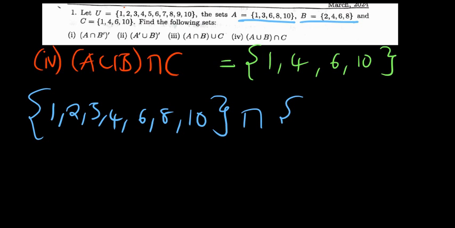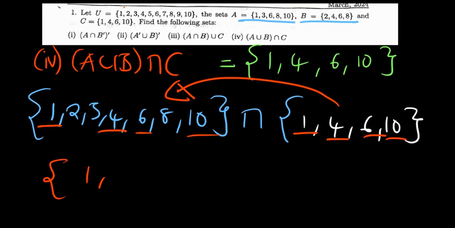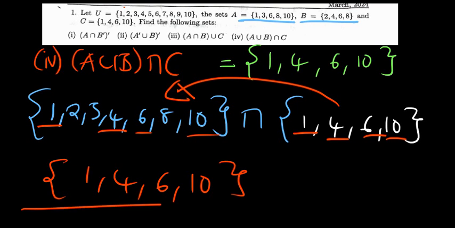Now we have to find an intersection with C. C has 1, 4, 6, and 10. Let's identify the common elements. I can see 1 is common, 4 is common, 6 is common, so is 10. So all the elements of C are part of this set. Therefore the intersection remains C itself. Simple and straightforward.